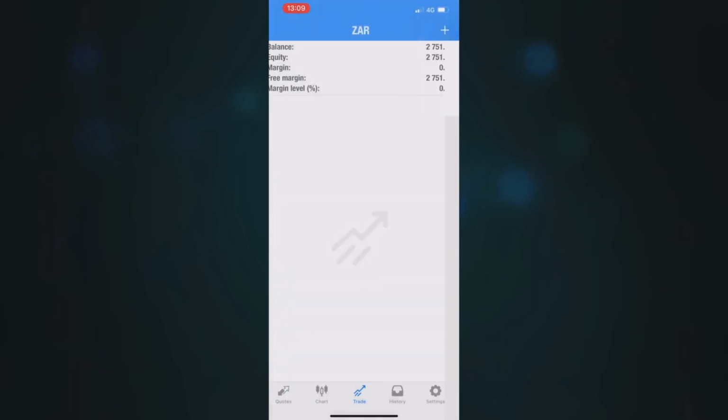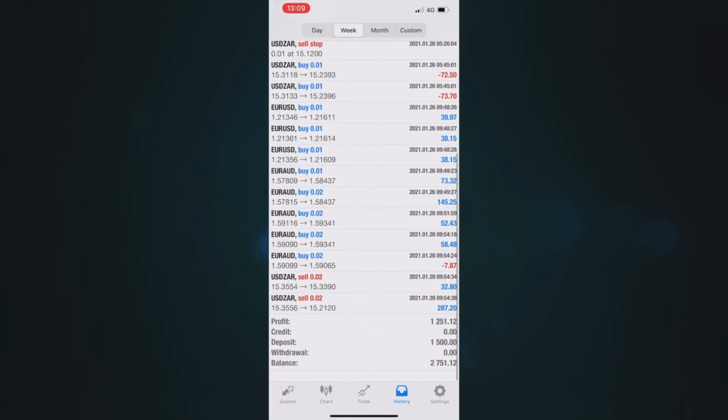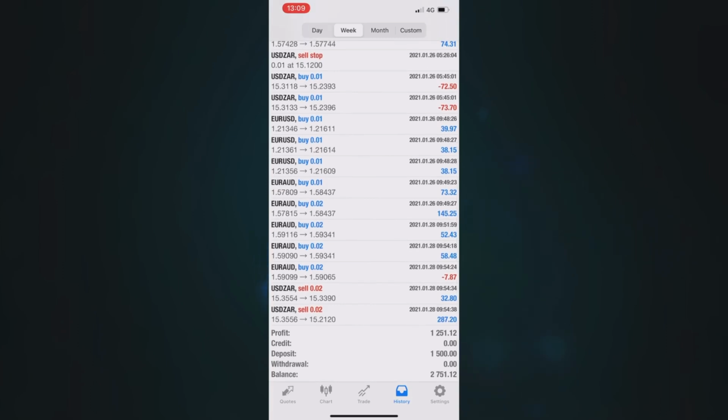I'm going to show you what we've done with scalp trading. You can see we basically made 1.2 from a 1.5 deposit strictly from scalp trading. So now let's go to some swing trades.